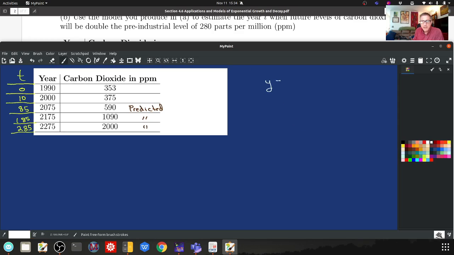y is equal to y naught times e raised to the value of k times t, where our value t is time, not only time, but time in years. So let's go ahead and do this. If you want, you can change this to function notation. If you would rather write f of t instead of y, that's completely fine. As a matter of fact, I like that so much because this is clearly a function of t.